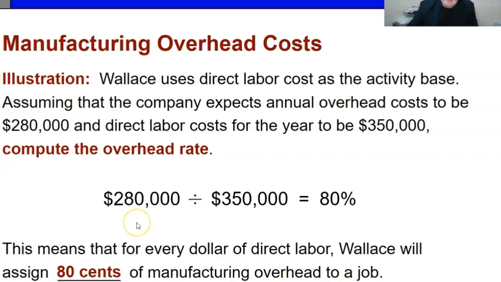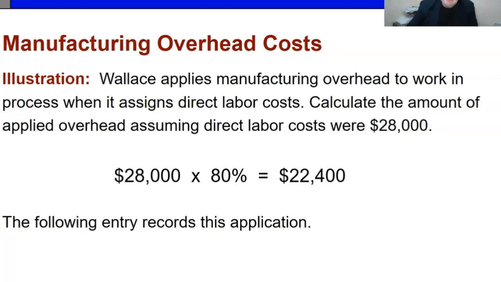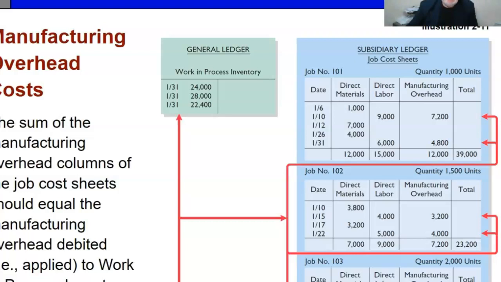So they keep track of the actual labor dollars that go into the production of a product, and then they multiply that by 0.8 to assign the manufacturing overhead to it. And therefore, if we spent $28,000 in direct labor costs, then we would allocate $22,400 manufacturing overhead to the production. And there's your journal entry. And that's how it would flow through.